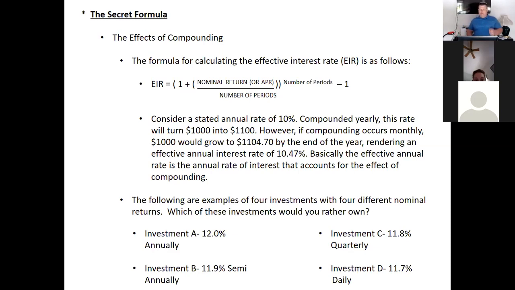So the following are examples of 4 investments with 4 different nominal returns. Which of these investments do you think you would rather own? Investment A, 12% annually. Investment B, 11.9% semi-annually. Investment C, 11.8% quarterly. Or investment D, 11.7% daily. Feel free to chime in if you have a choice.